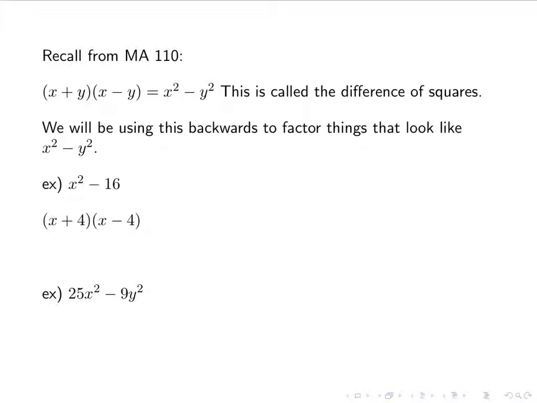Here's another one, 25x squared minus 9y squared. They are both squares. If I square root 25x squared, I get 5x. And if I square root 9y squared, I get 3y. So I can factor it into 5x plus 3y times 5x minus 3y. Don't forget that the really nice thing about factoring is that it's undoing a process we already know. So I can always multiply this out and make sure that I get what I started with. So there's absolutely no reason to get this wrong because you can always check your answer.